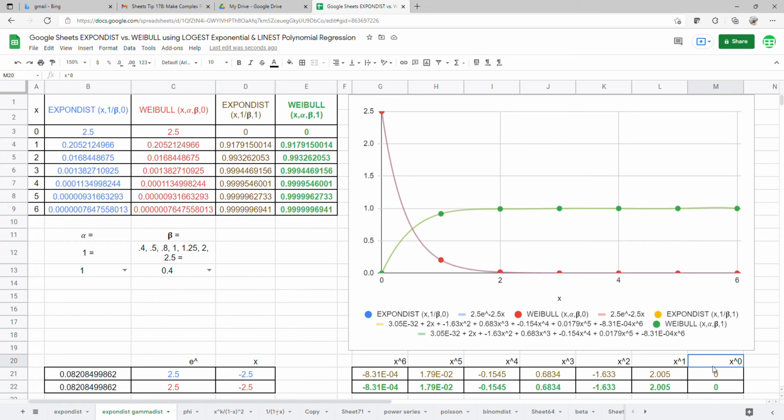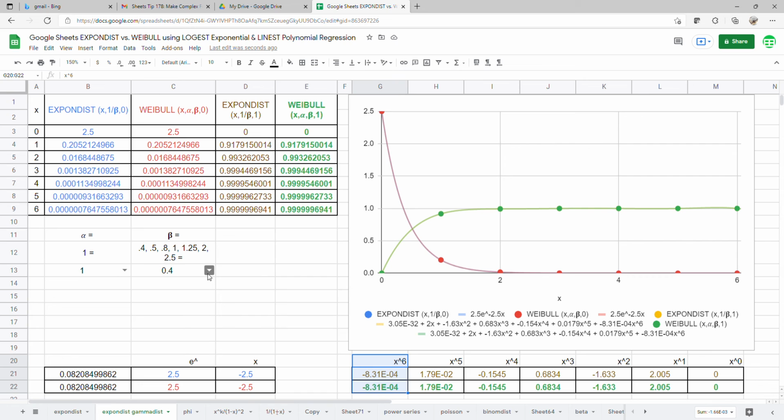And our polynomials: x to the 0, this is 0, 3.05 times 10 to the minus 32. Coefficient of x, 2.05, so this is 2, rounded up. Coefficient of x squared, negative 1.633. Coefficient of x cubed, 0.683. Coefficient of x to the 4th, negative 0.154. Coefficient of x to the 5th, 0.0179. Coefficient of x to the 6th, negative 8.31 times 10 to the minus 4.